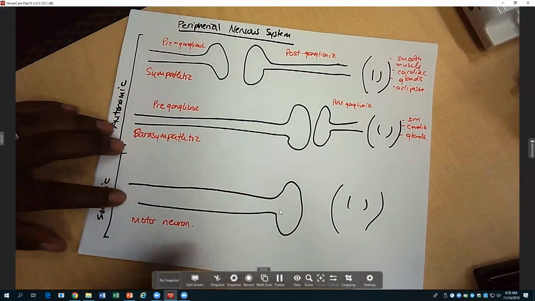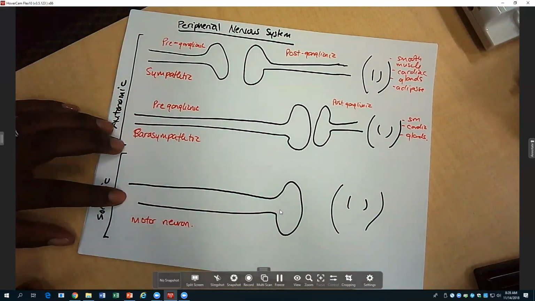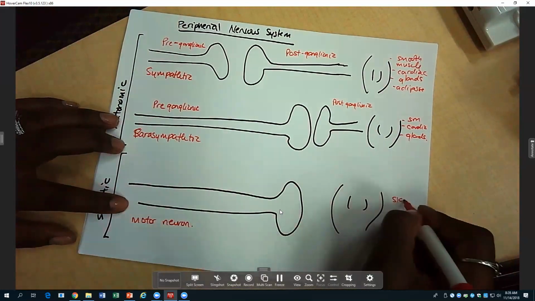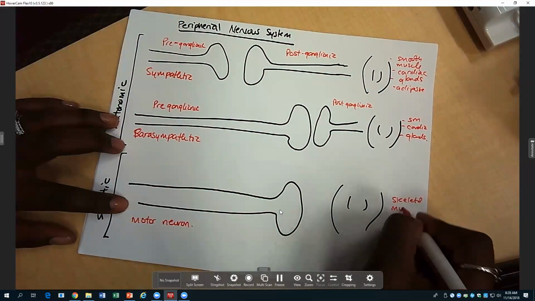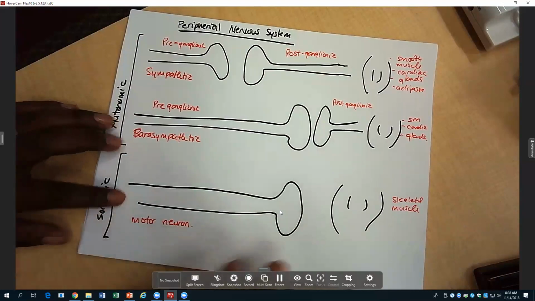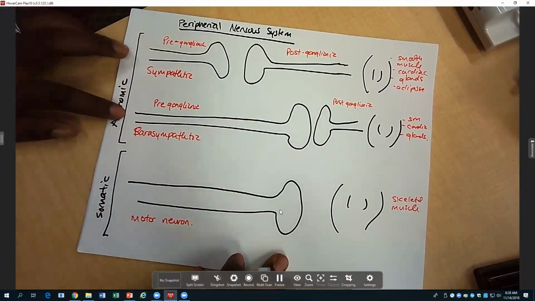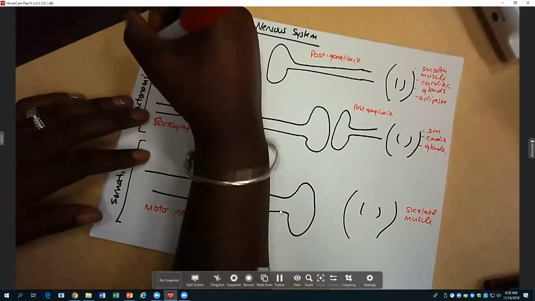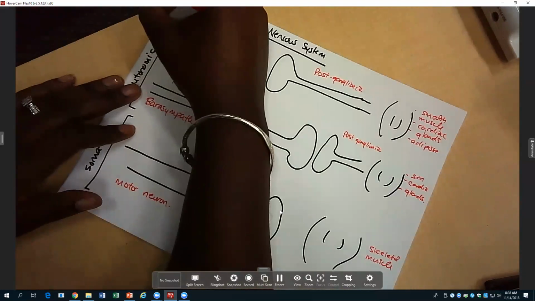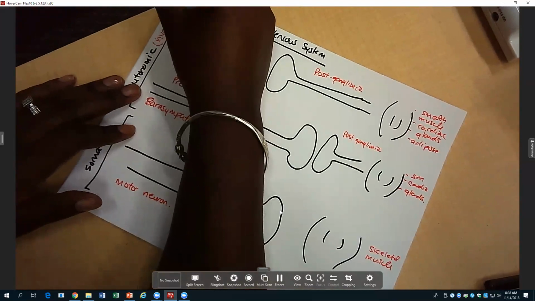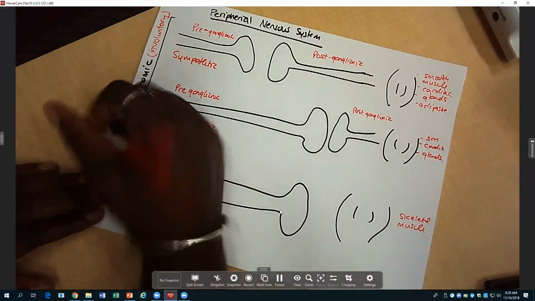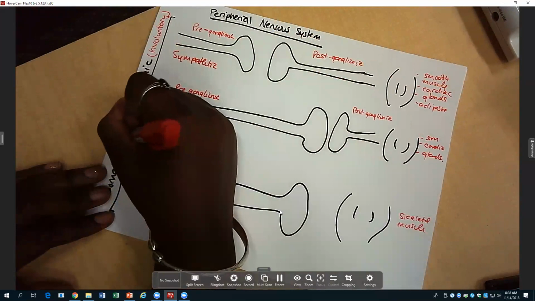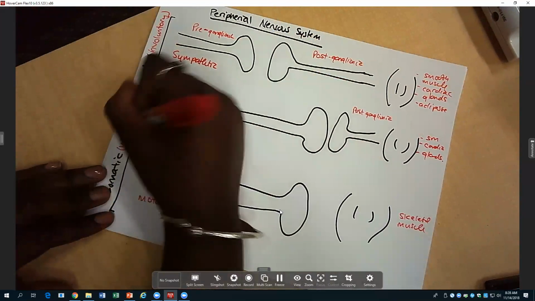For the somatic nervous system, what was the effector organ or tissue? Skeletal muscle, perfect, skeletal muscle, okay? We said that this was voluntary or involuntary? Involuntary, so it was not under our voluntary control. And the somatic was voluntary, so we could control the somatic, the skeletal muscle movements.